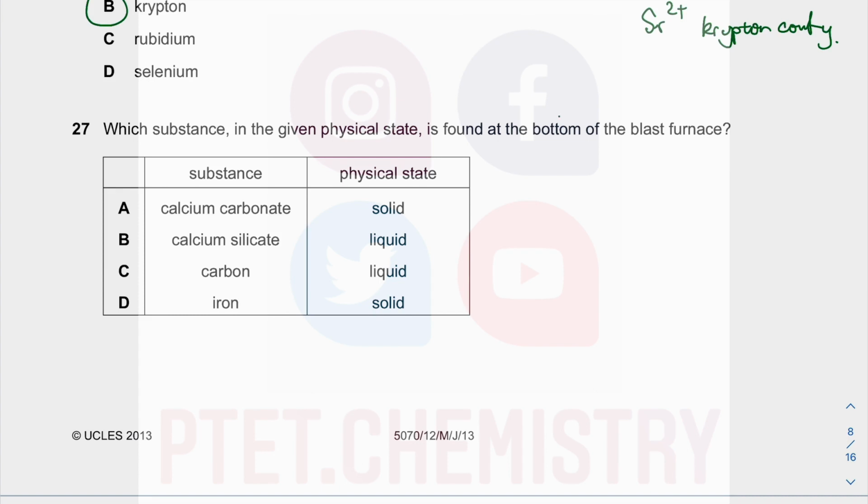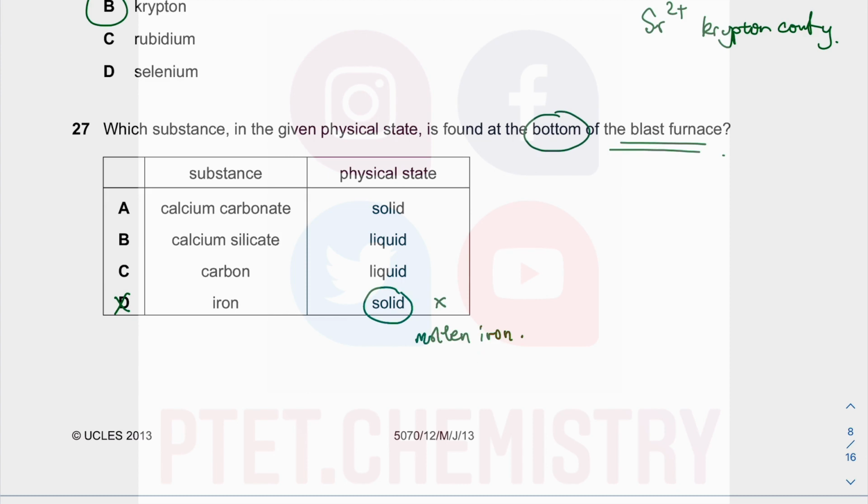Number 27. Which one is found at the bottom of the blast furnace? Alright. So you don't get iron as a solid, you get molten iron that flows out of the blast furnace. That one is definitely not collected as a solid. Even though it's the extraction of iron, and this is probably the most common choice among students, you've got to think that you're not exactly getting solid iron inside the blast furnace. It flows out until it cools down to become a solid.